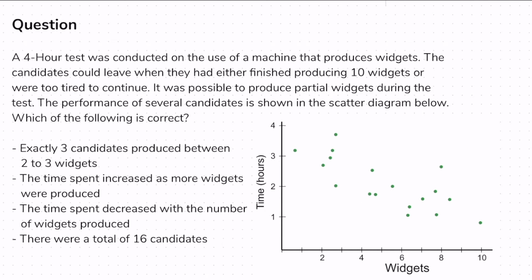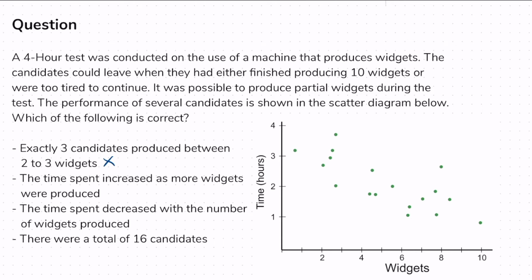In this next question, what we're asked to do is more interpreting the scatter plot. So which of the following is correct? The first one asks exactly three candidates produced between 2 to 3 widgets. So that data is in this band here, right? And I can immediately see that it's not exactly 3, right? So we know that this is not true. More than 3 people are between 2 and 3. What about the next one? Let's get rid of that.